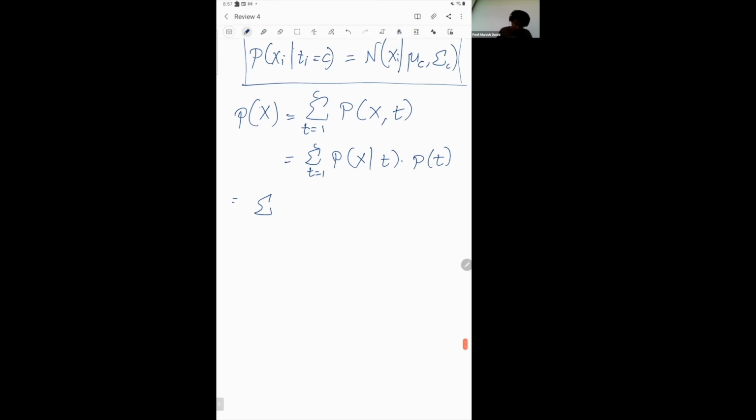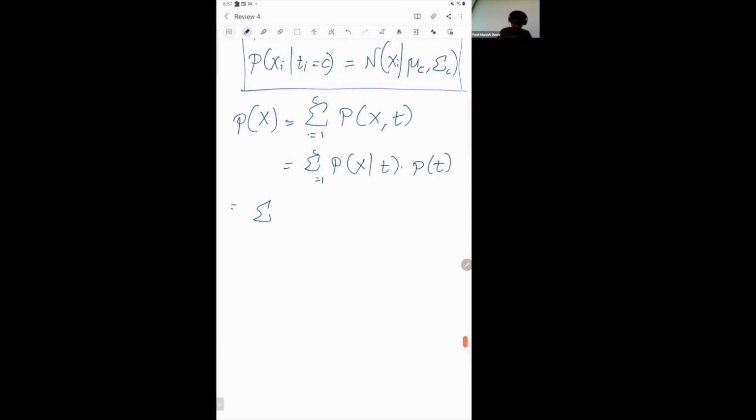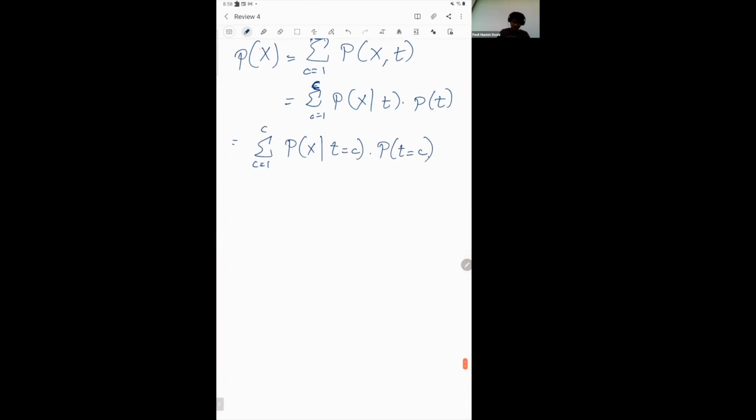I should use another variable here. T is a random variable and these are the values that it can take. So I'll just subscript it by small c.